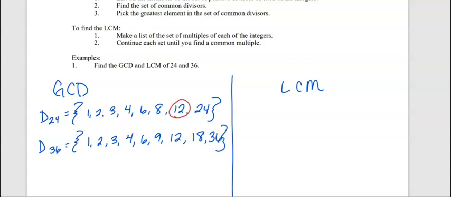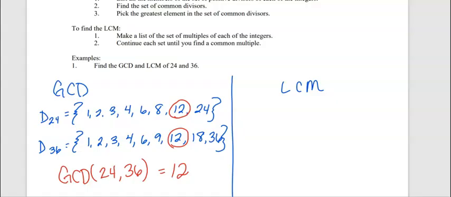And when I make that comparison, it's 12. And so we would say the greatest common divisor of 24 and 36 is 12. 12 is the largest number that 24 and 36 are both divisible by. Greatest common divisor, the largest number they're both divisible by.